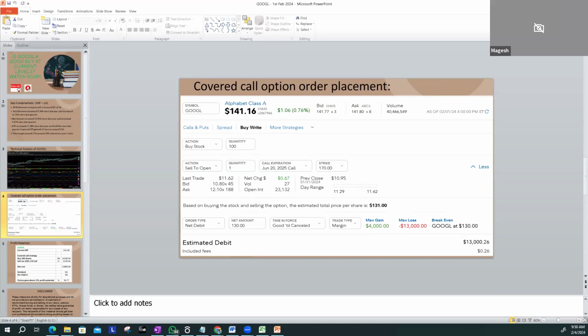Let's look at the profit potential. So this is the covered call, right? This is sell to open covered call. Under those, you need to have some shares to sell it, right? Yeah, you can buy it as a covered call strategy itself. You buy a stock. This is the trade from Fidelity: buy 100 shares of stock. If you have a stock already, then you have to do only the second portion.